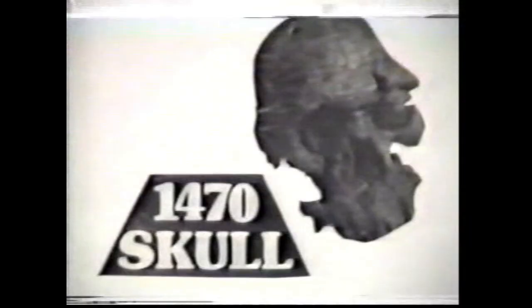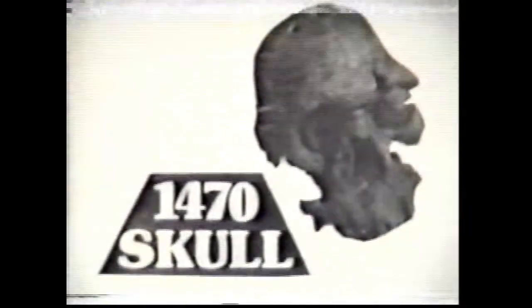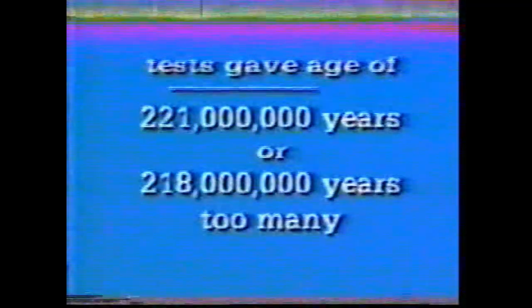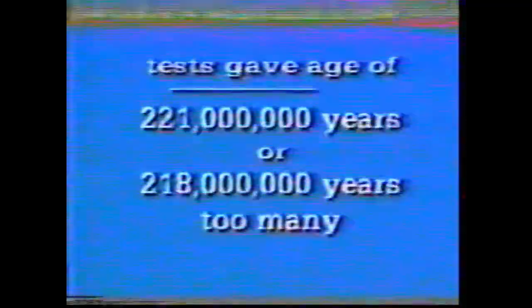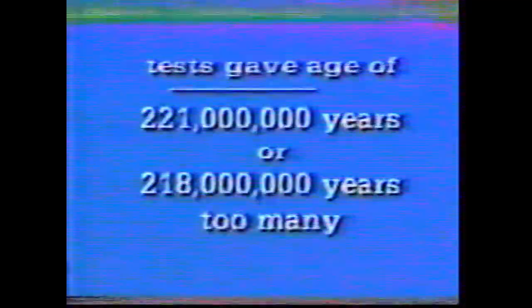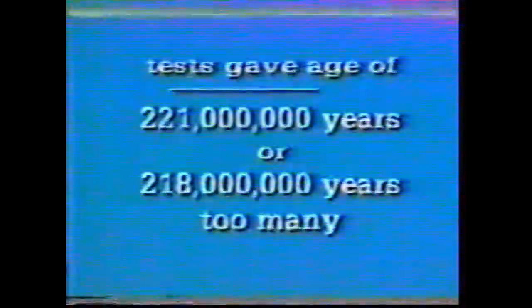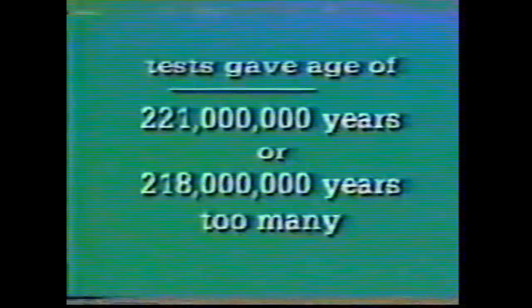Now, this is the skull known as skull 1470. It was found in 1972 by Richard Leakey in Kenya. Mr. Leakey believed the skull was about 2.6 million years old, and he sent samples of the rock the skull was found in to England for dating. Tests on these first samples gave an average age of not 2.6 million years, but an incredible 221 million years. This was more than 218 million years too great.